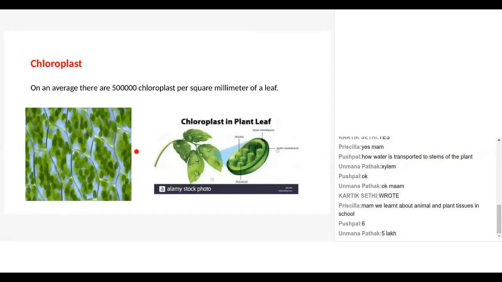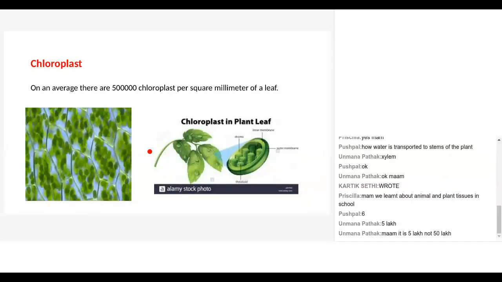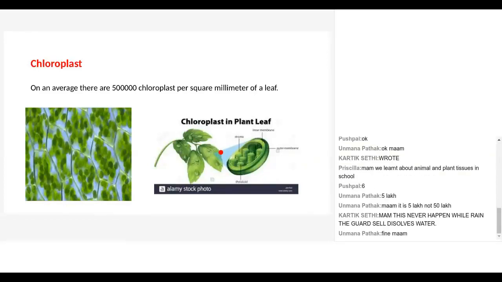Correct. Now, when you go a little further ahead in your senior classes, we will also study more. Anyway, all right, Unmana, 50 lakh. A lakh has 5 zeros, so this has 6 zeros, so it is 50 lakh. Okay.